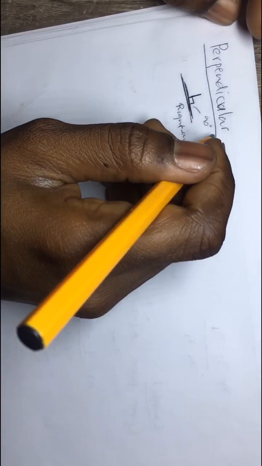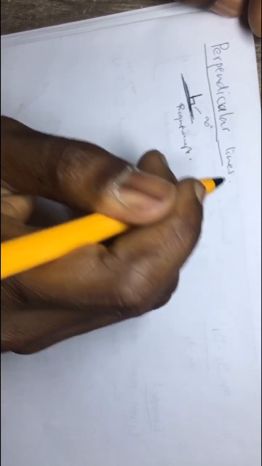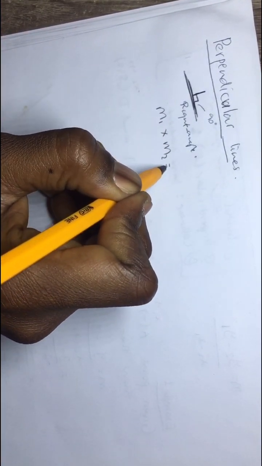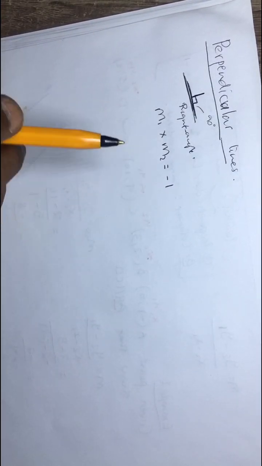So what are perpendicular lines? Lines that meet at a 90 degree angle. And then, very important, to prove that two lines are perpendicular, let me not waste time, their product must add up to minus 1. So let's just do a question quickly. No wasting of time.